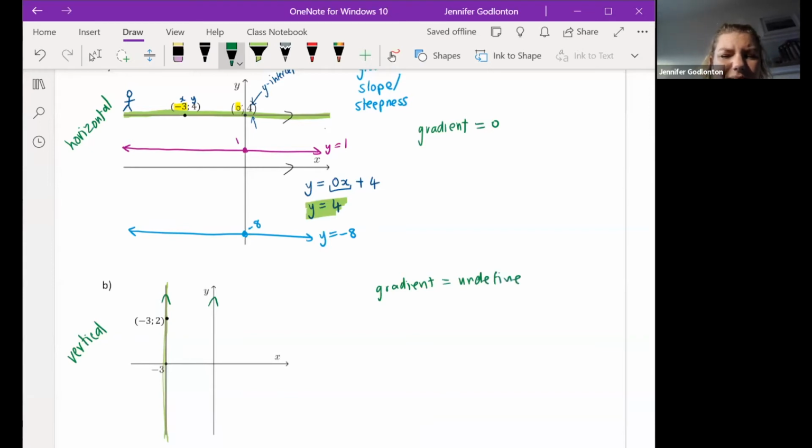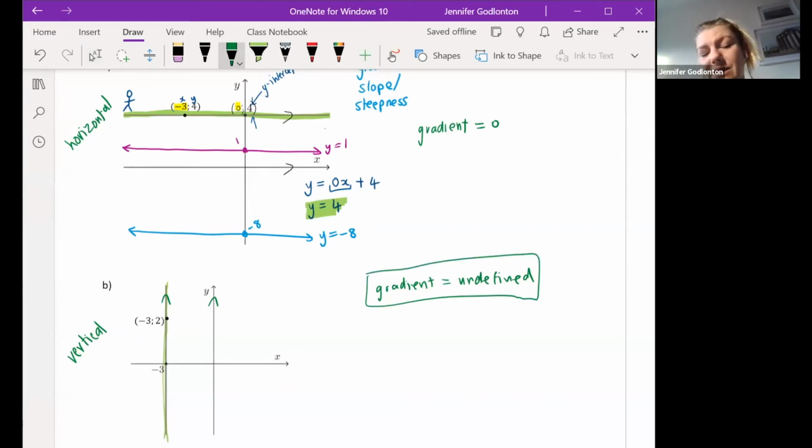Does anyone remember how something becomes undefined? We haven't done it for a long time, not since the beginning of the year. How do we know when something's undefined? When it doesn't make sense. I do wish that was the answer, but no. Mathematically, how do we know? Yes, Catherine, awesome, when something is divided by 0. The reason it would be divided by 0 here is because our x would equal 0. So in this case, our gradient would be undefined.